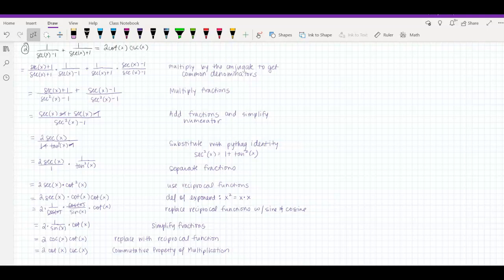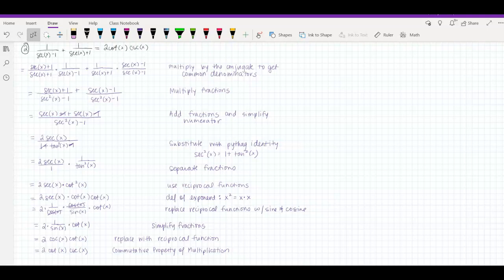That's great, except now I need to get rid of some of the 1's in the denominator. So I used my Pythagorean identity where secant squared equaled 1 plus tangent squared. And when I did that, then my 1's will cancel out. I separate that out, and I get 2 secant x over tangent squared.